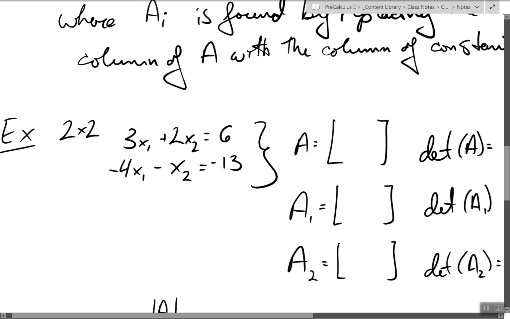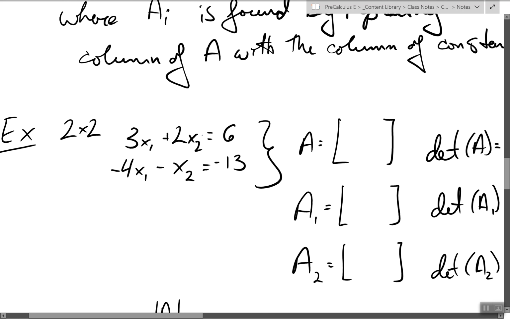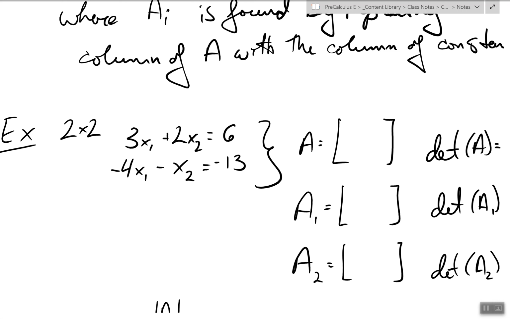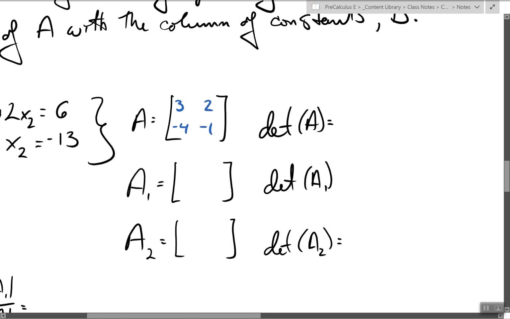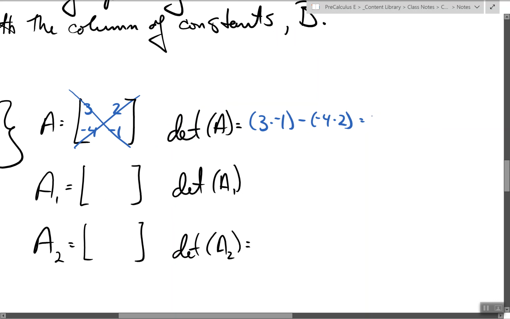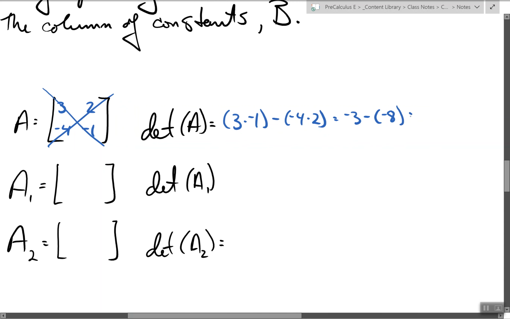So here, now notice they've changed the variables to x1 and x2. It makes no difference. If you're more comfortable with x and y, just change it to being x and y. So we rewrite the coefficients, okay? And then we're going to define the determinant using the method that we've done with the cross. So we have 3 times negative 1 minus negative 4 times 2. So that is going to be negative 3 minus negative 8, which will be 5.